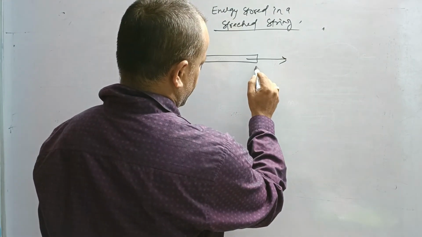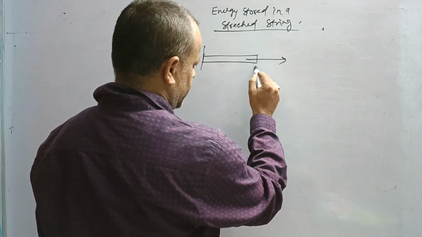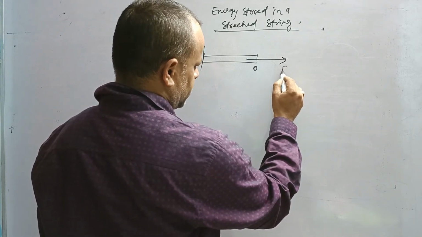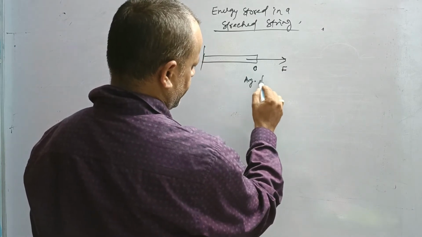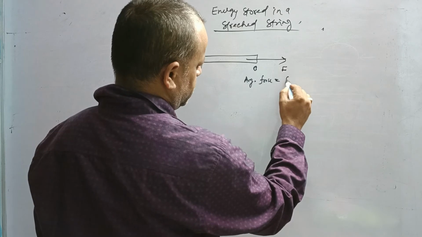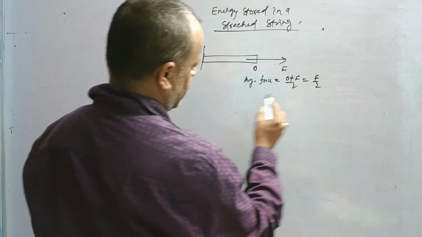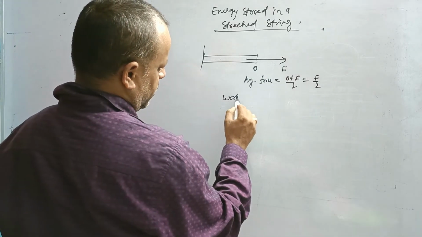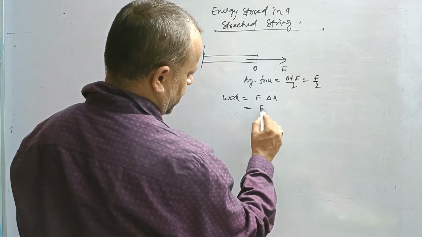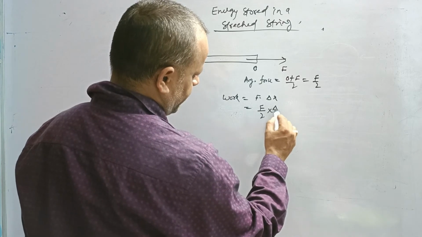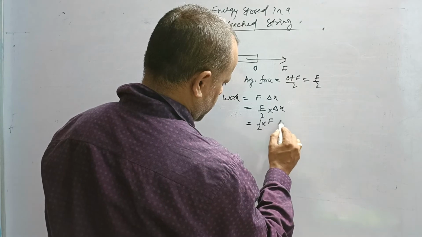When we start stretching, the force F is being applied. The initial force is 0, and finally it comes out to be F. So the average force is 0 plus F divided by 2, which is F by 2. Work is force into displacement. Force is F by 2, and this is delta X. So work is force into delta X.